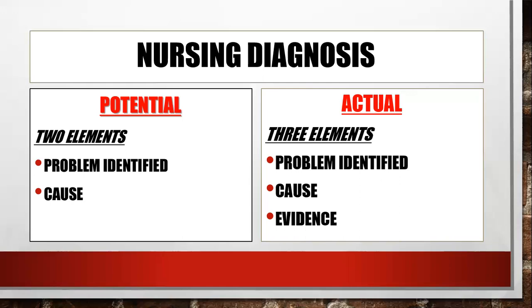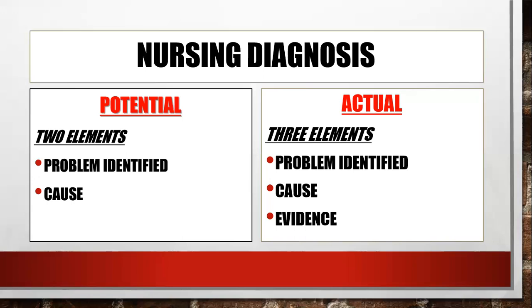Now, writing a nursing diagnosis which follows a problem that was identified, which was actual, it has three elements: problem identified, the cause, and the evidence. So for this one, it will be fluid volume deficit. Of course, this is not a risk because it's actual. And that fluid volume deficit for this column will be the problem identified. And this is being caused by the same thing which we wrote under the potential problem nursing diagnosis.